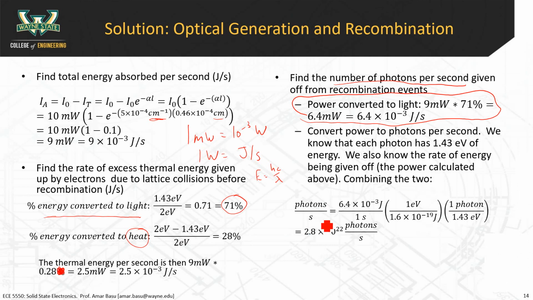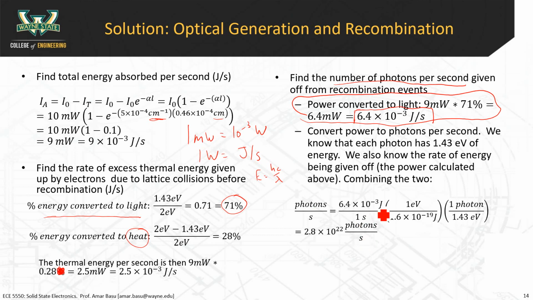The photon recombination rate, or the photon emission rate, which is equal to the recombination rate, is 6.4 times 10 to the negative 3 joules divided by 1 second, multiplied by 1 electron volt over 1.6 times 10 to the negative 19 joules. So what are we trying to do here? We are just trying to convert from joules per second. If we look up here, we know that the power being converted to light is given in joules per second, and all we're trying to do is convert that into photons per second.